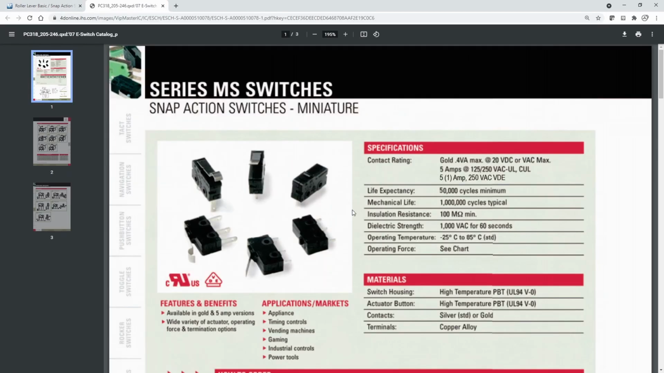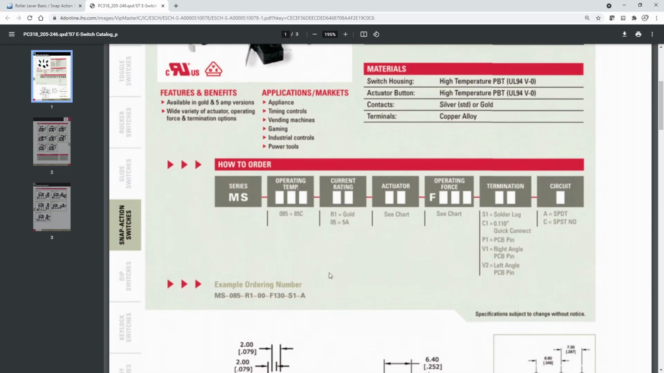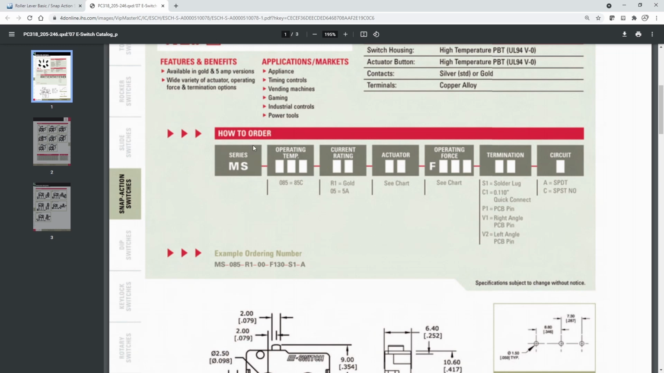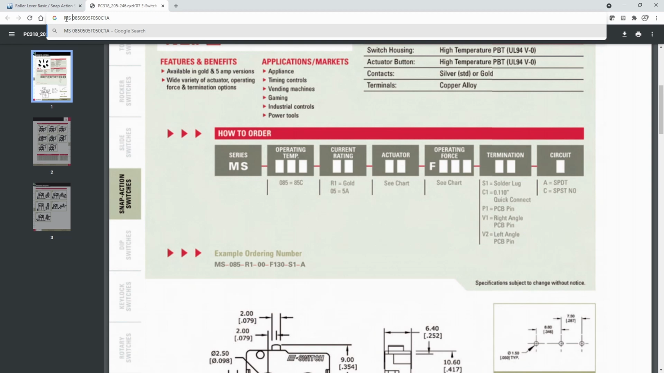Let's take a look in this datasheet and try to figure out exactly which one of these switches we're looking at on Mouser right now. The first thing you'll notice is they have a part number breakdown here. So this is extremely useful. We have MS at the front, that's the series. And the operating temperature is 085, so we've got an 85C part. Then we've got 05, which means it's a 5 amp switch. And we have 05 again, that's our actuator.